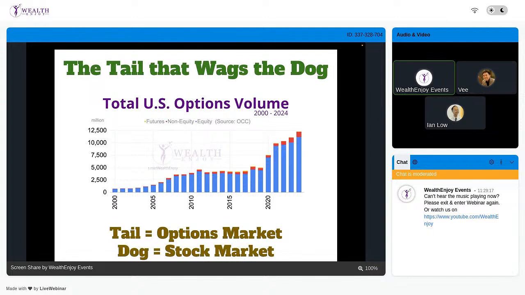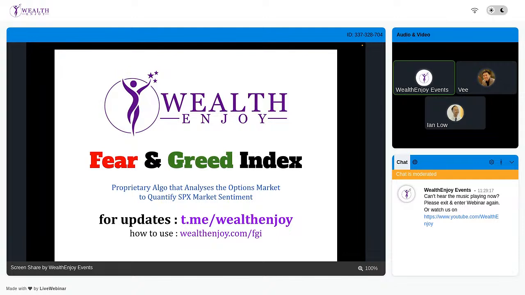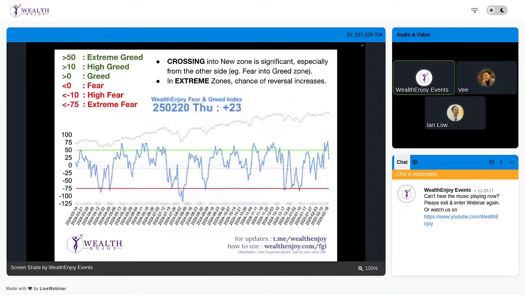And that's why I've created this Fear and Greed Index that I name the WealthEnjoy Fear and Greed Index. It is a proprietary algo that analyzes the options market to quantify the SPX market sentiment. So it comes in the form of an oscillator, the blue line that jumps up and down, that oscillates above and below zero. When it is above zero, it is in a greed zone. And when it's above 50, it is in the extreme greed zone. And likewise, when it is below zero, it is in the fear zone. And when it's below minus 75, it is in the extreme fear zone.